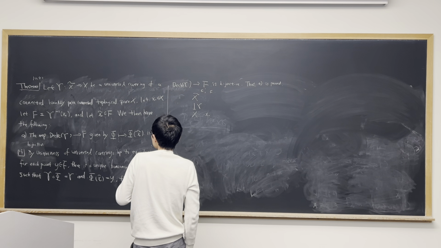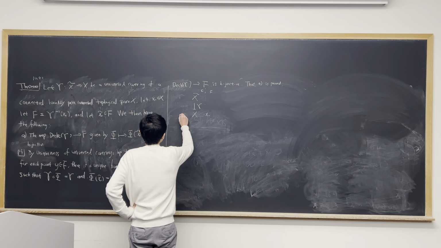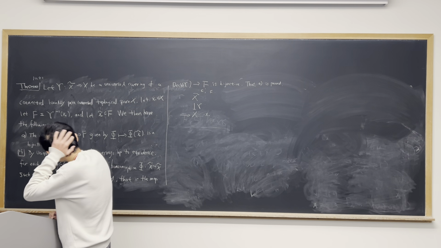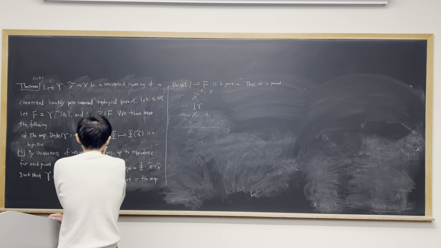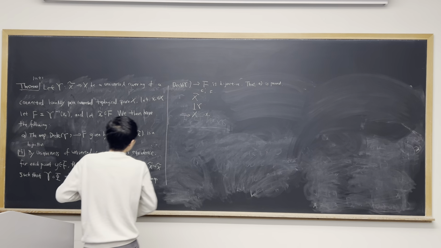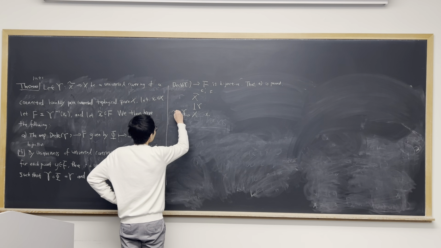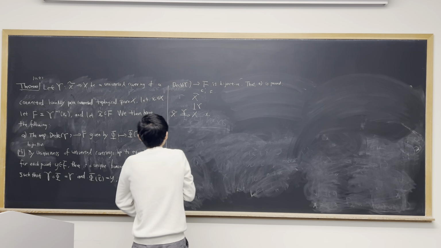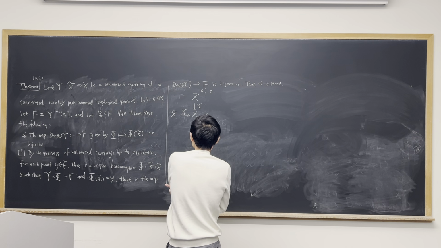Okay, so this is a universal covering. Wait, what is the level that we're using here? So for each point y in f, there is a unique homeomorphism phi from x hat to x hat. Oh, okay, I see. Okay, so here this is gamma, right? Yeah, so remember this diagram?